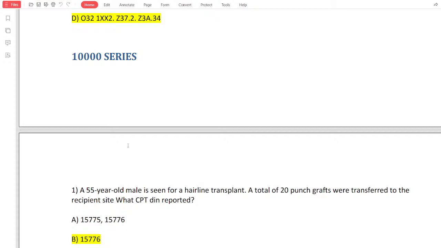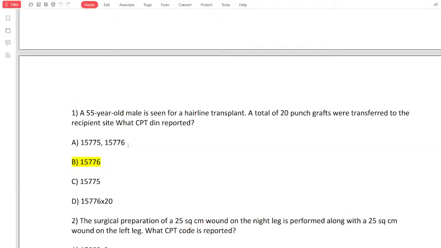And next is my favorite section, CPT, 10K series. It's a small question. A 55-year-old male is seen for a hairline transplant. A total of 20 punch grafts were transferred to the recipient site. What CPT is reported? So, direct question. Take your textbook. 15776. Look at the 15776 code. So this is the correct answer for this question.